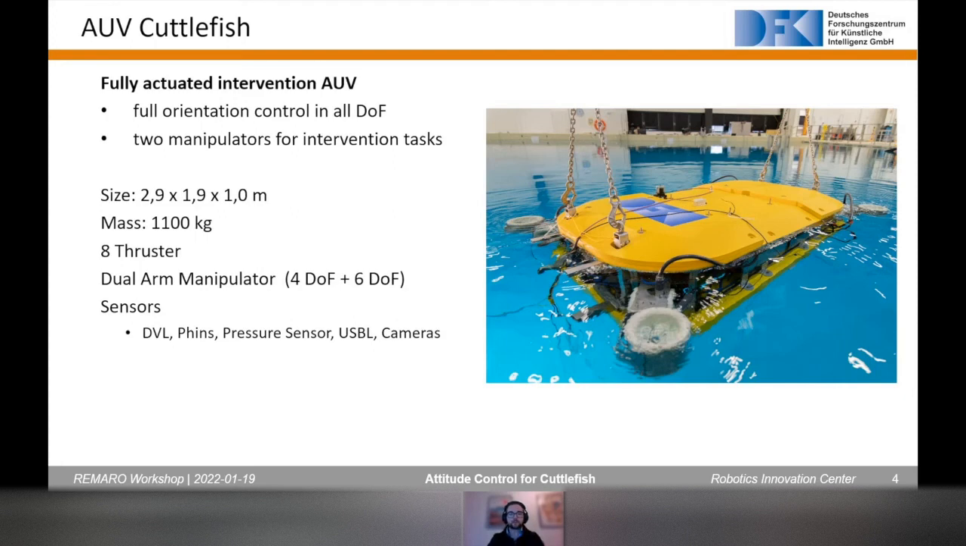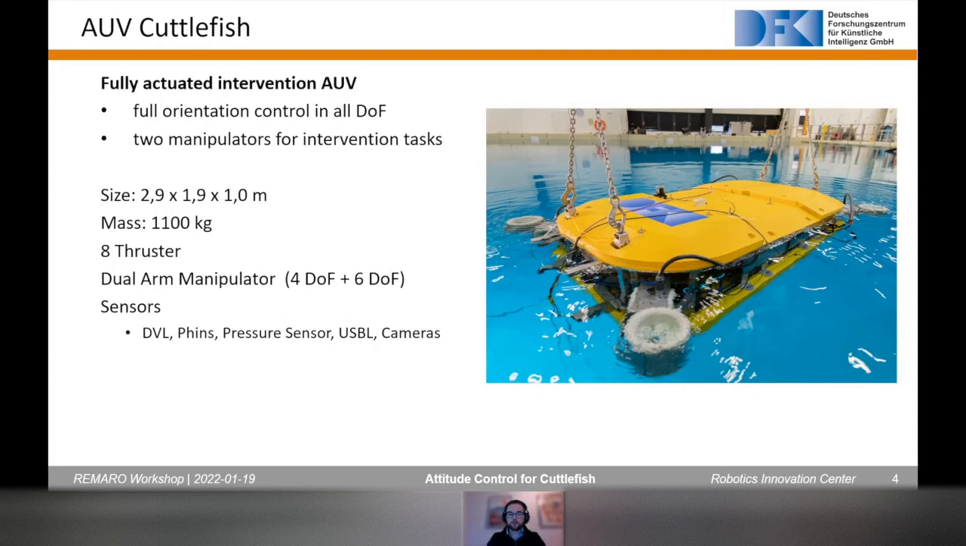The whole vehicle is rather large, with a length of almost 3 meters and a mass of over a ton, essentially. It's actuated by 8 thrusters. You might be able to see it in the picture. In each corner, there's a thruster pair, one horizontal and one vertical. So with these 8 thrusters, we have a bit of redundancy also in the movement. Even if one thruster decides to fail, we are still able to work just fine.